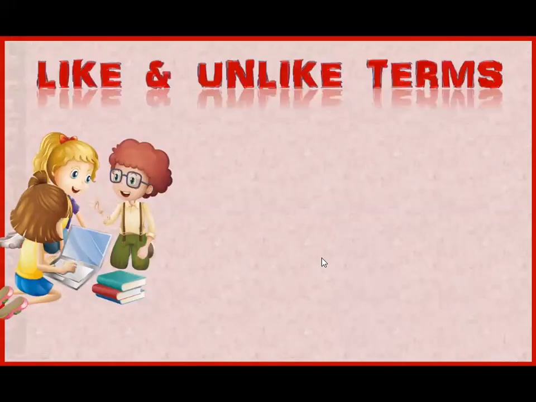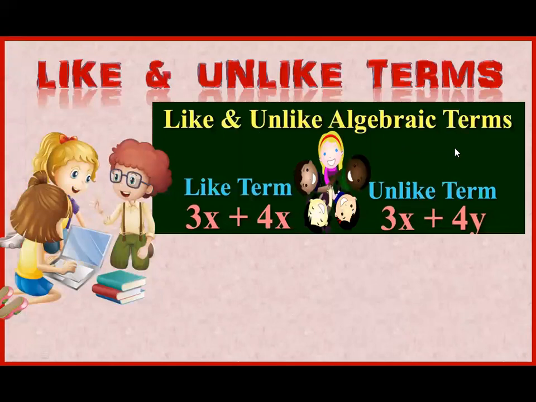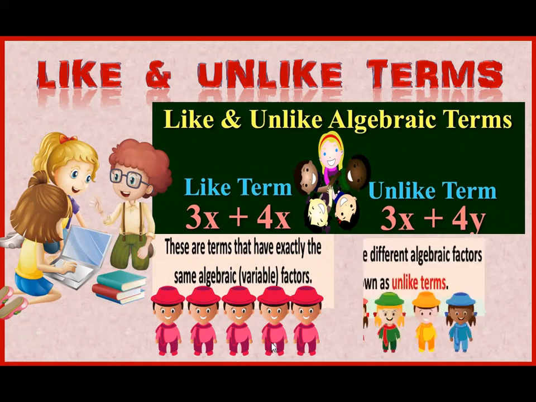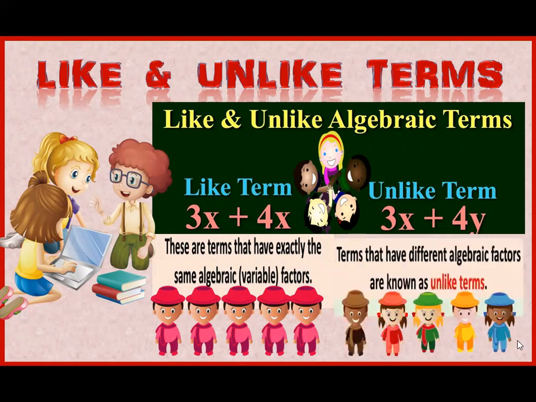Like and unlike algebraic terms. When you have the same variables, they are called like terms, and when you have different variables, they are called unlike terms. These are terms that have exactly the same algebraic variable factors. Here you can see all of them are in the same color. If the variables are the same with the powers also being the same, they are called like terms. Here we can see all with different color cartoons. So terms that have different algebraic factors are known as unlike terms.